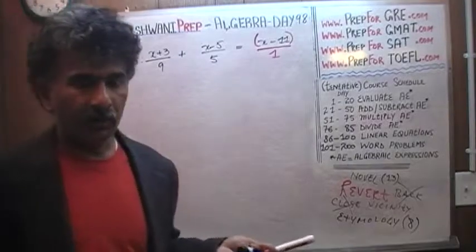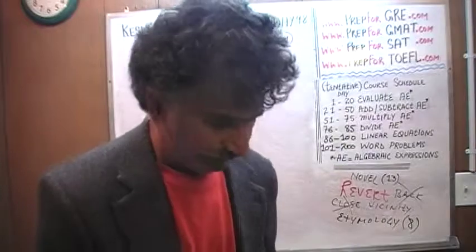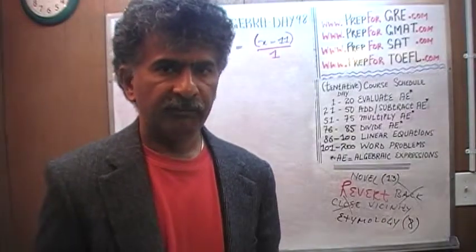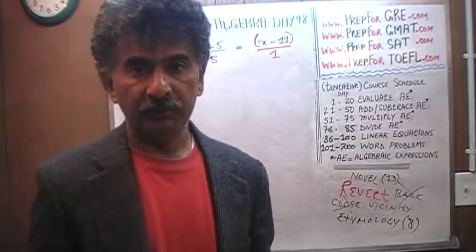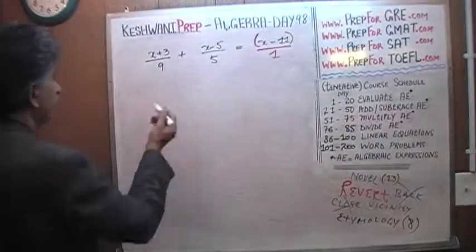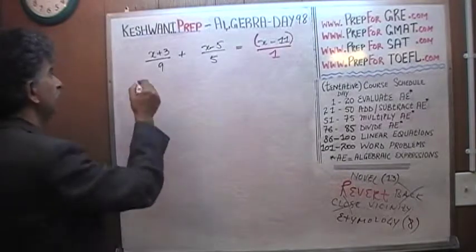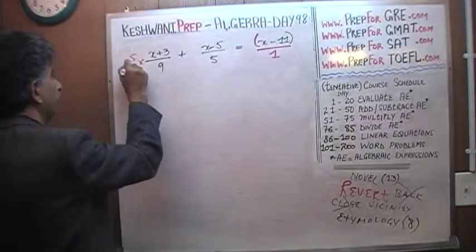Before we can do any work at all, they have to have a common denominator. What will be the common denominator when you have a 9 and a 5? Well, it will be 45. That's the only way to do it. 9 times 5. How do we make this into a denominator of 45? A 9, how can 9 be converted into 45? By multiplying the top and the bottom by 5.